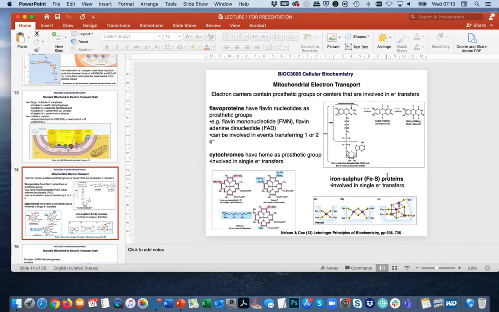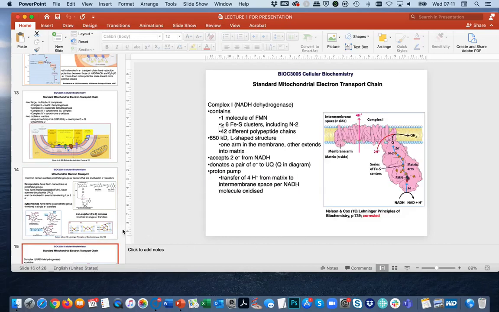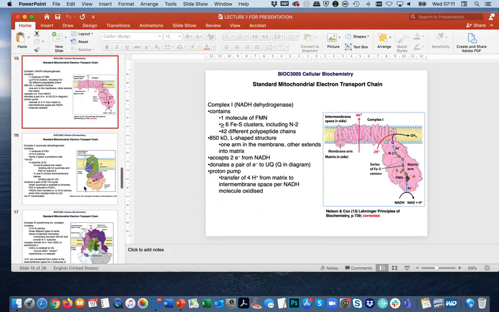And then there are the iron sulfur proteins. So they're also involved in single electron transfers, and you can see that the iron group is coordinated by sulfur atoms, and they can be quite complex structures. But again, those groups are associated with proteins, right? Okay, so that's review, and the next few slides are also review.